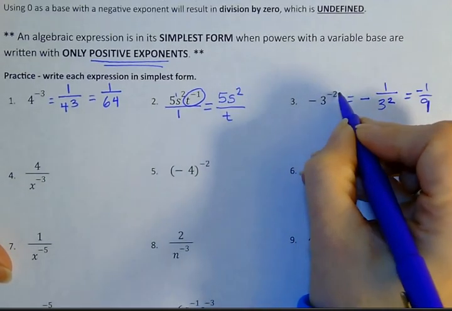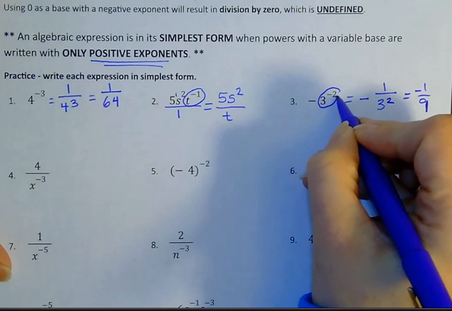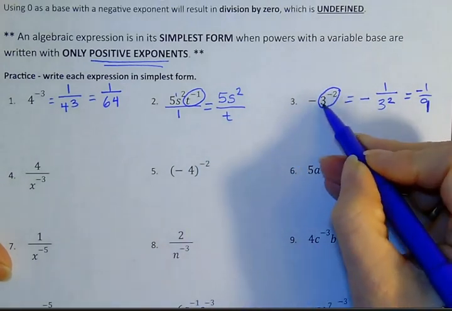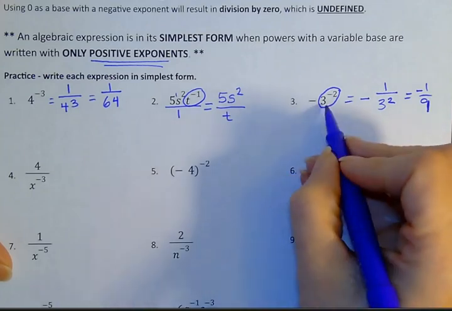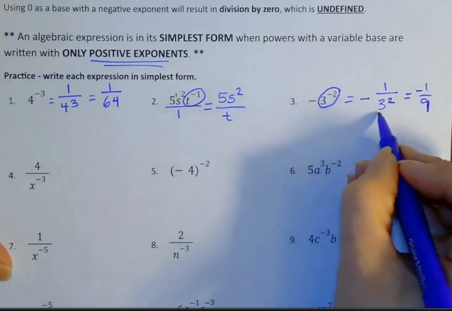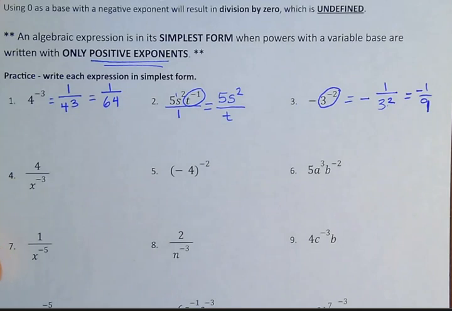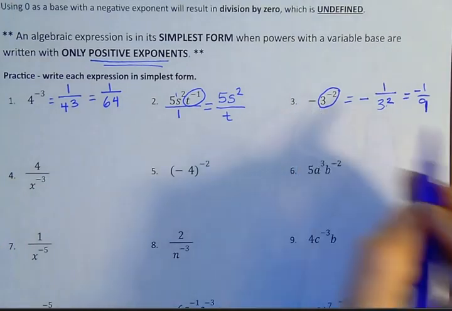Okay, you have to take care of the thing that has the exponent first. So the thing with the exponent is 3. 3 has an exponent of -2. I'm going to make that 3 to the -2 have a positive exponent. And so I have -1/9.